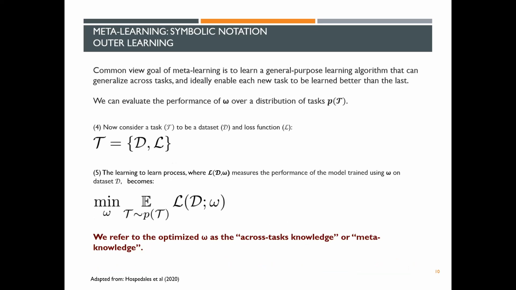So let's now consider a task as being comprised of a data set and its associated loss function, right? And now we would say that our learning process, or our meta-learning process, is where we want to minimize the loss for a task, right? And measure the performance via whatever metric we would like. And we would optimize these hyperparameters, or whatever input parameters we'd like, and we find the suite of parameters that give us the minimized loss. We call this cross-task knowledge, or meta knowledge.